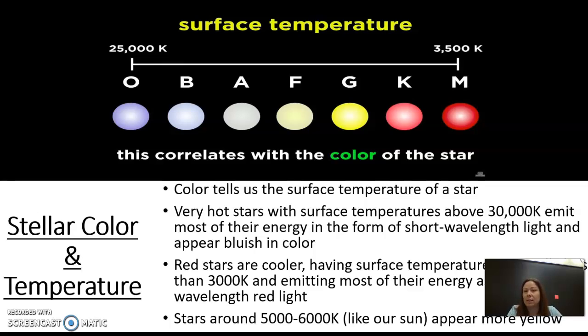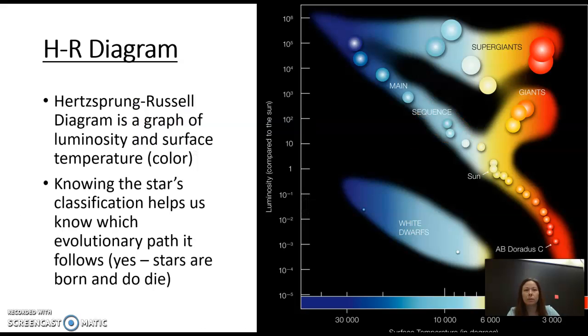Stars around 5,000 to 6,000 Kelvin, kind of like our sun, appear more yellow. So this is the stellar rainbow of stars, I guess you could call it. Now, there's a pattern that we found with size, color, and luminosity of stars, and it's put in what's called the Hertzsprung-Russell diagram, abbreviated the HR diagram. It's a graph of luminosity against the surface temperature color.